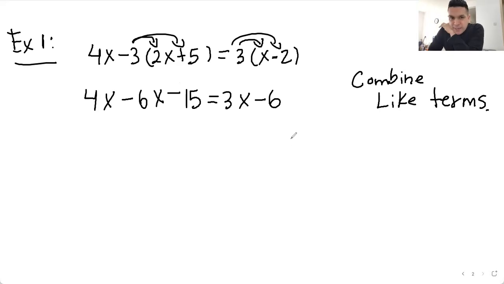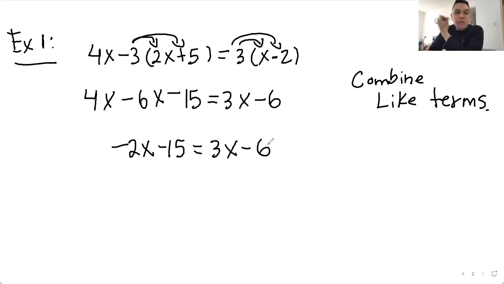Now we're going to combine like terms. So we have these 4x and negative 6x. That becomes negative 2x, negative 15, and then 3x minus 6. That's all we can combine for now. Now we want to isolate our variable, so you want to have your variables on one side, and on the other side you want your numbers.